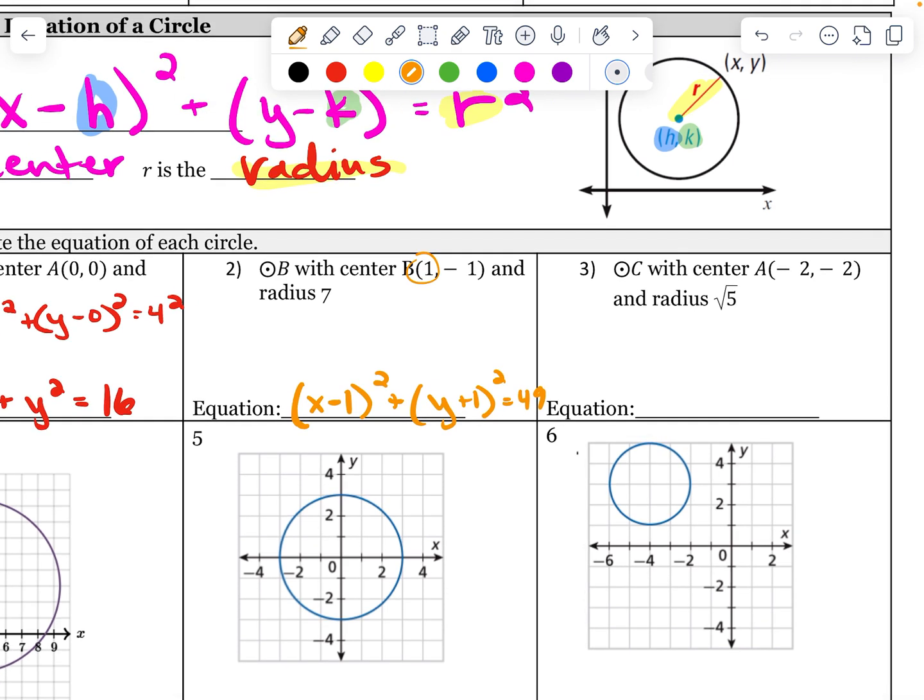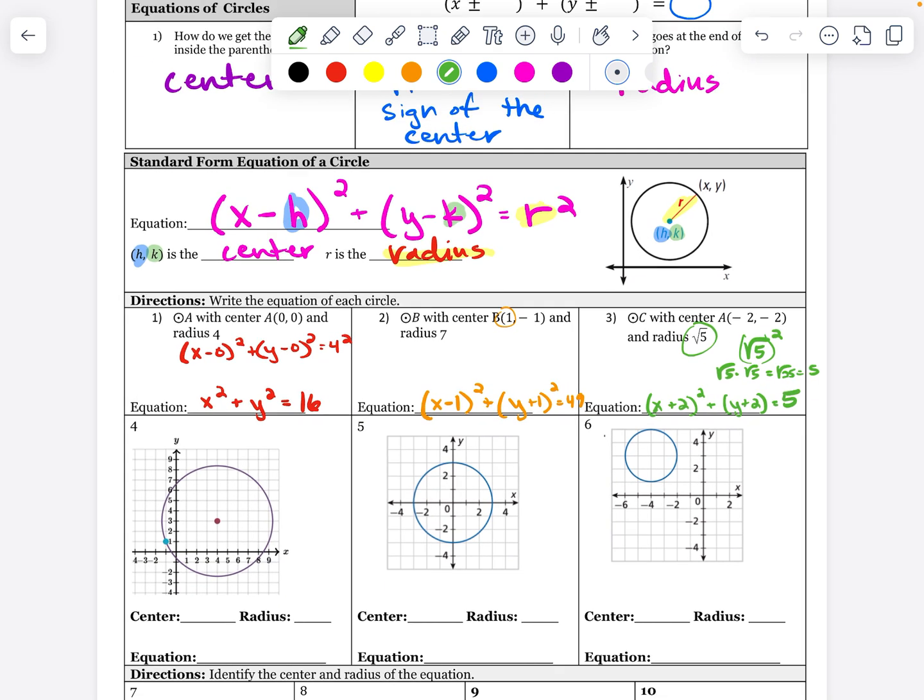All right, so the center is -2, -2. So x plus 2, make it opposite. y plus 2 equals, okay, so my radius is root 5. So root 5 to the second power. Well, we know you can put that in your calculator, or it's just root 5 times root 5, which is the square root of 25, which is just a plain old 5. All right, so root 5 squared is just 5.